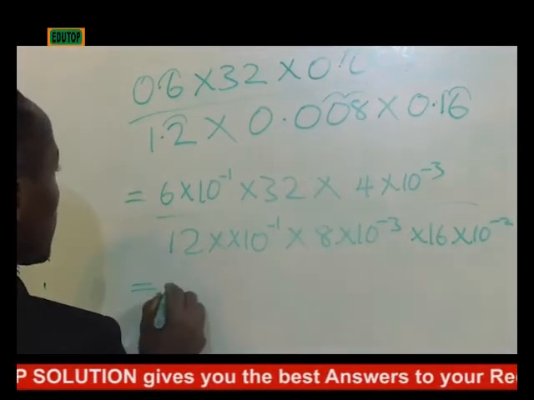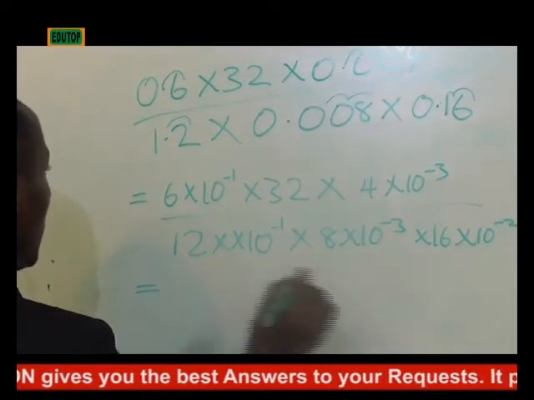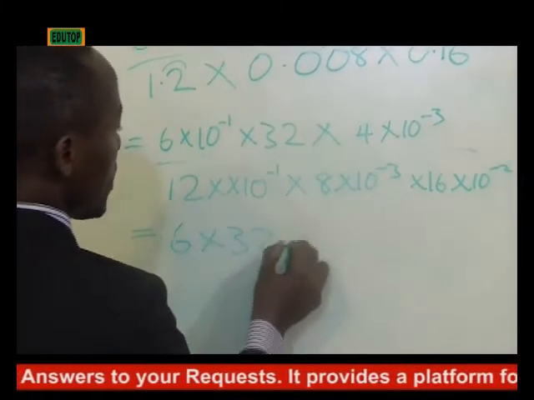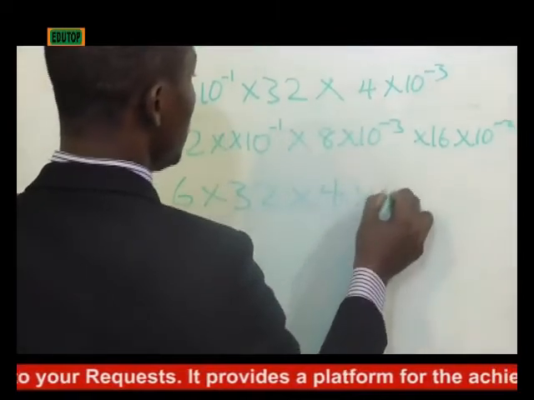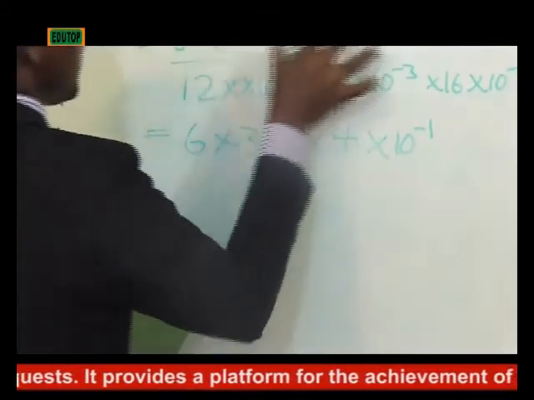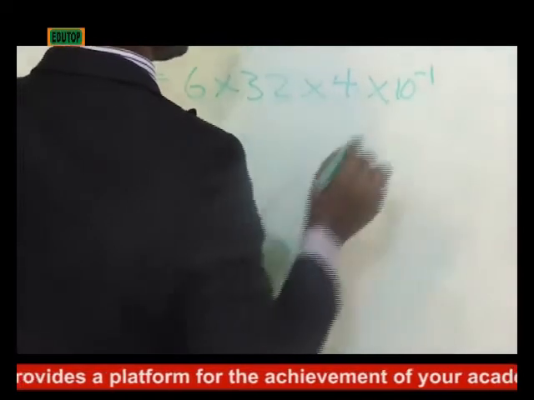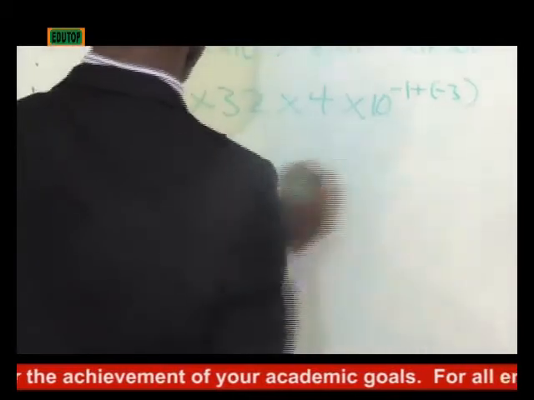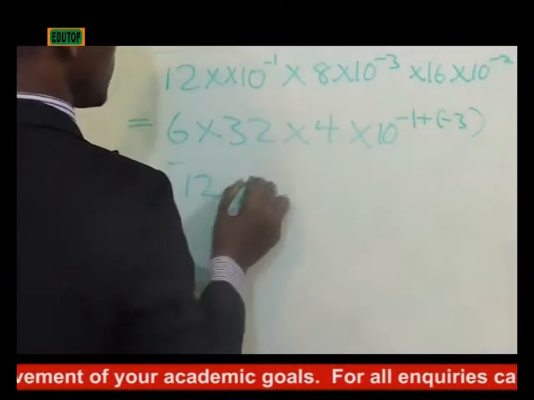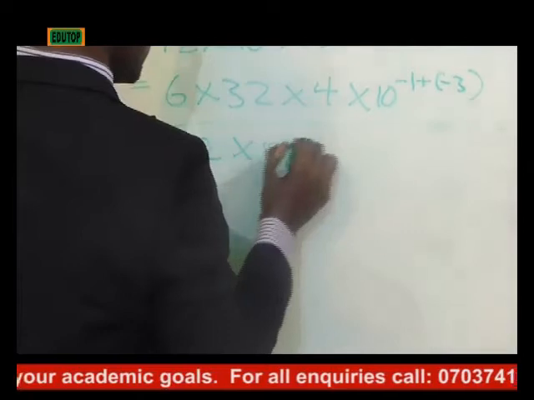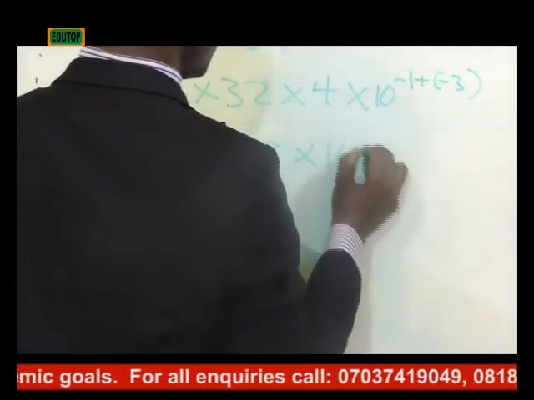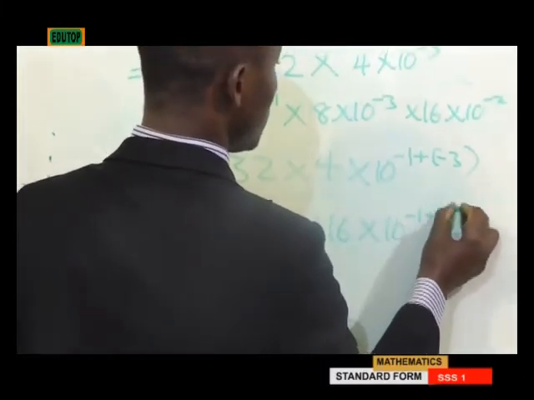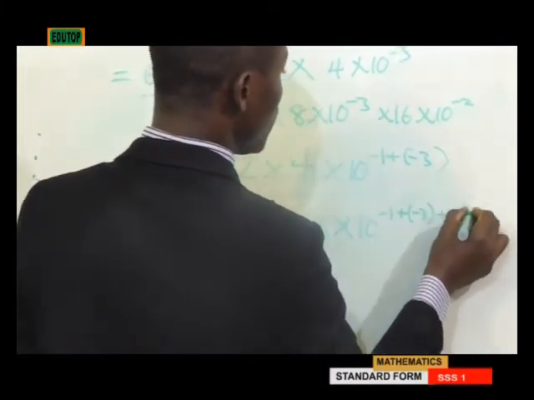Now, gather all our powers of 10 to one side. That will now be 6 times 32 times 4 times 10 raised to power minus 1, here we are going to add minus 1 plus minus 3, all over 12 times 8 times 16 times 10 raised to power minus 1 plus minus 3 plus minus 2.